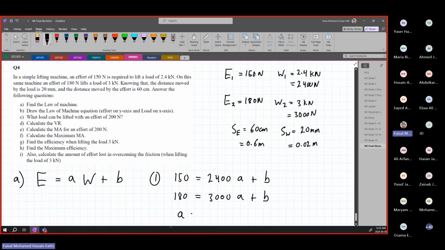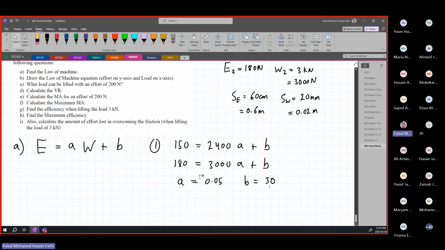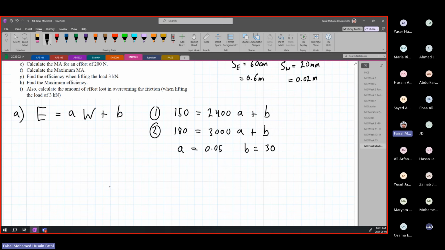Use mode 5.1. You're going to find a value for A, which is going to be equal to 0.05. And you're going to find the value for B, which is 30. You can either use mode 5.1 or you can use simultaneous equations, right? You have two equations, two unknowns, and you will do that. And now once you find these values, you will plug them back into your equation, E equals 0.05 W plus 30. Okay? This is for part A.